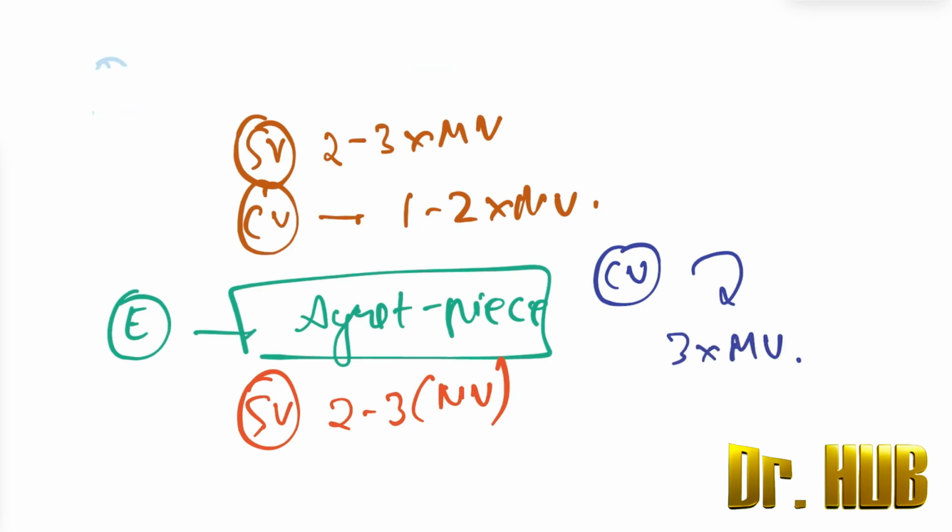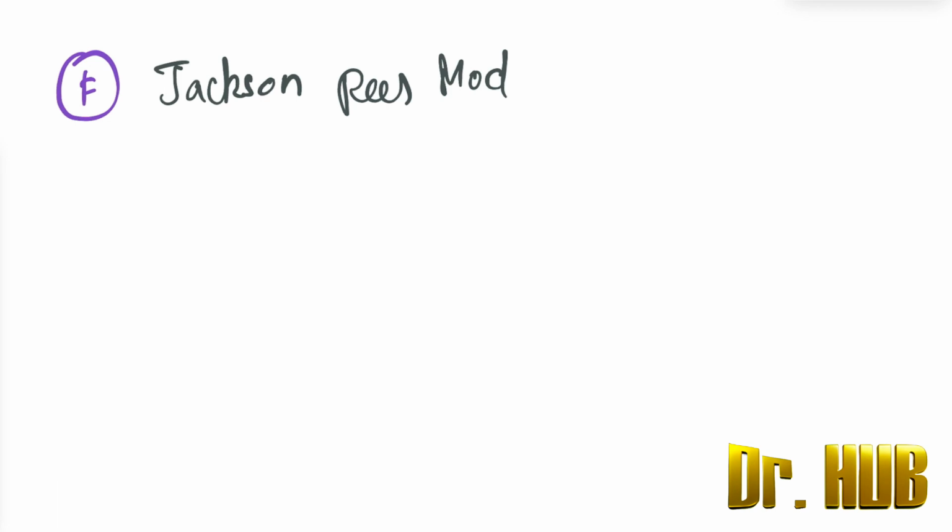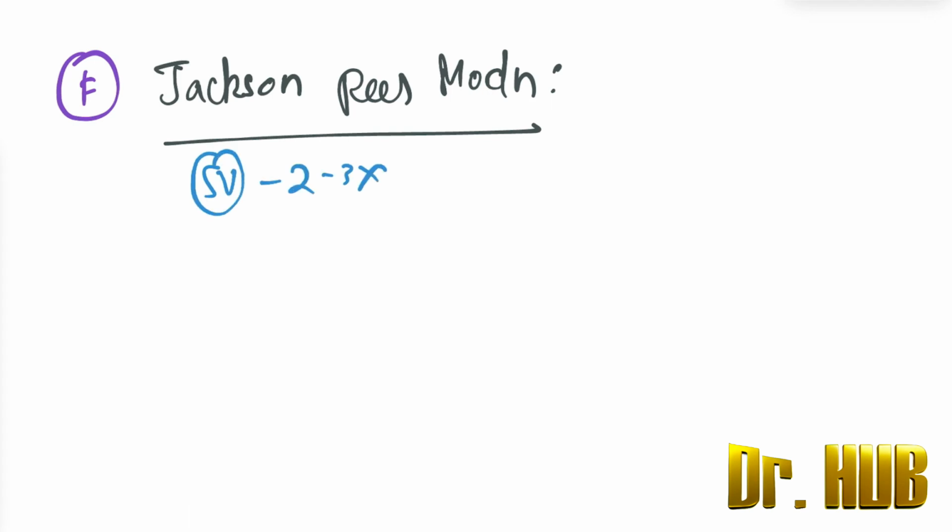Lastly, we move on to the F circuit. So how is the F? In terms of F, it is also known as the Jackson-Rees modification. Looking at the spontaneous ventilation, it is about 2 to 3 times that of the MV. Then when you look at the controlled ventilation, it is about 2 times the MV.